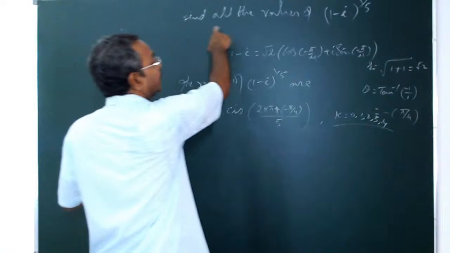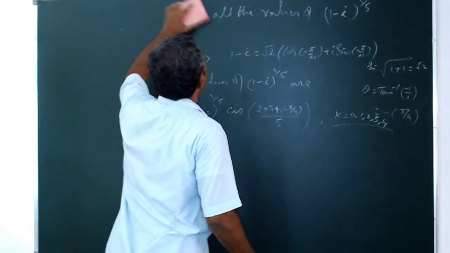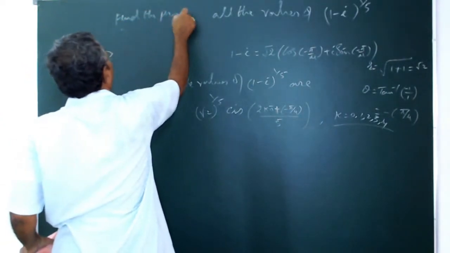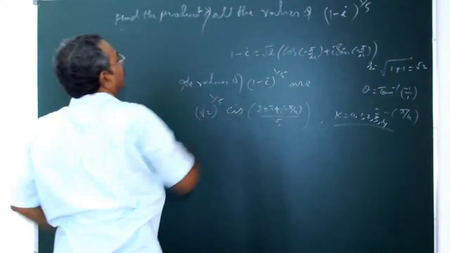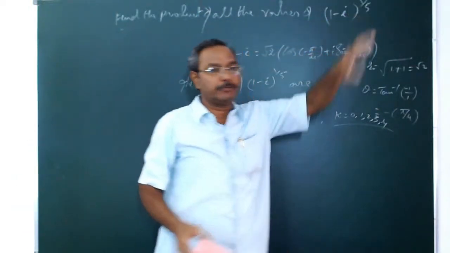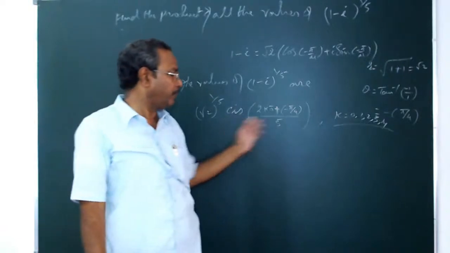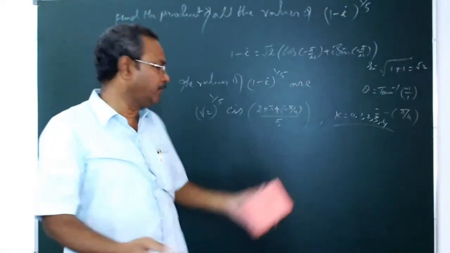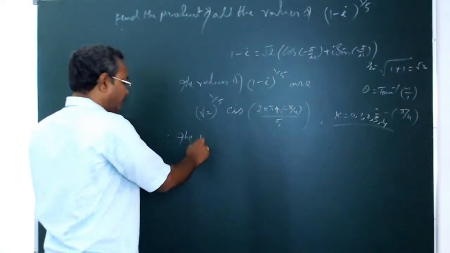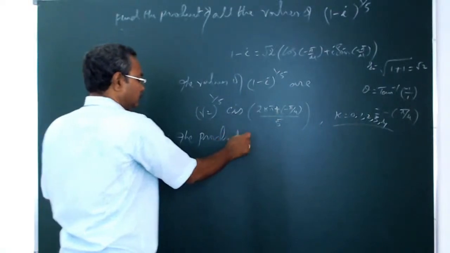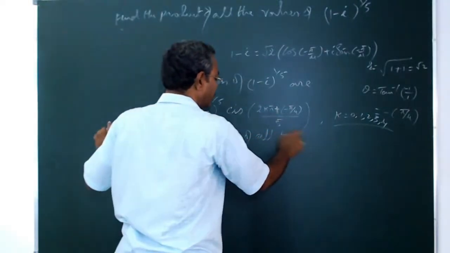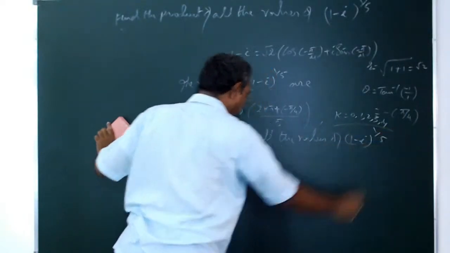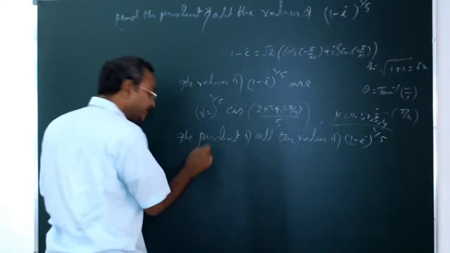You are not asked to find all the values of this one. You are supposed to find the product of all the values of this 1 minus i to the power of 1 by 5. You have 5 such values here. You are asked to find the product of all these 5 values. So what is the product? Now, the product of all the values of 1 minus i to the power of 1 by 5 is equal to what?